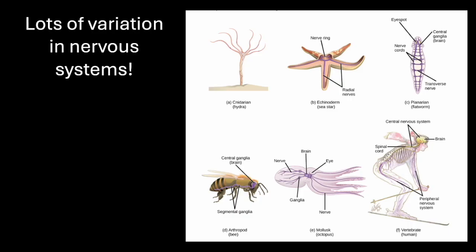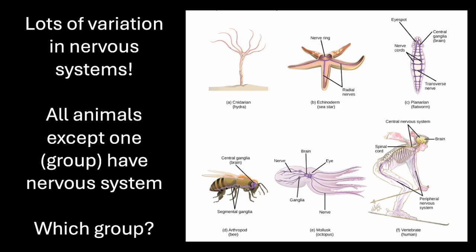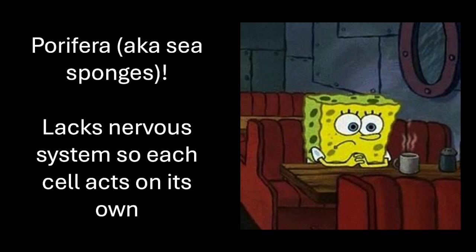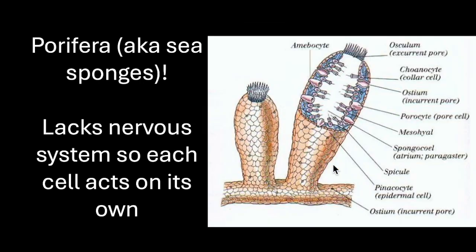Briefly, we're going to talk about some variation in nervous systems, because there is a lot of variation. And all animals except one group have a nervous system. And you can probably guess which group that is. The one that also lacks true tissue, that's porifera, or sponges. So these lack nervous systems. And again, these organisms have specialized cells where each cell is doing its own function to help the organism survive. They're highly specialized for their function.